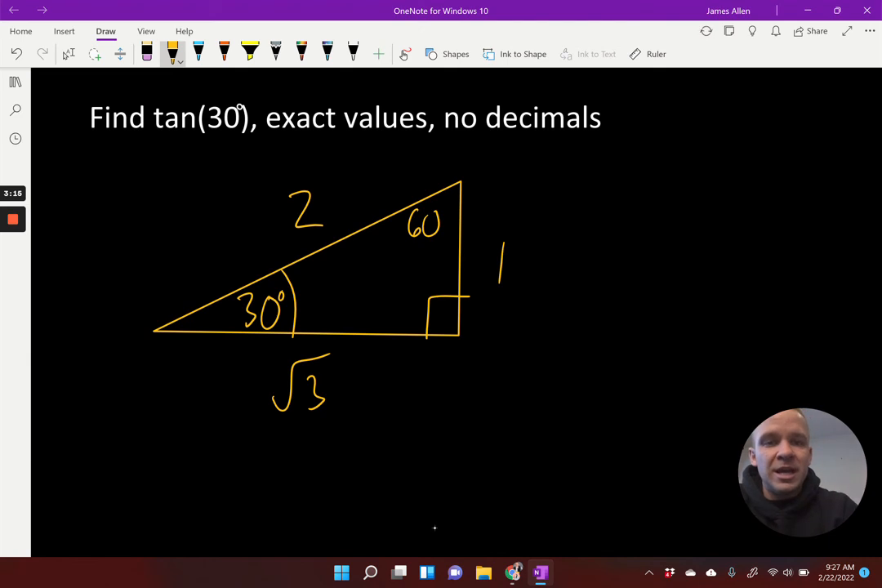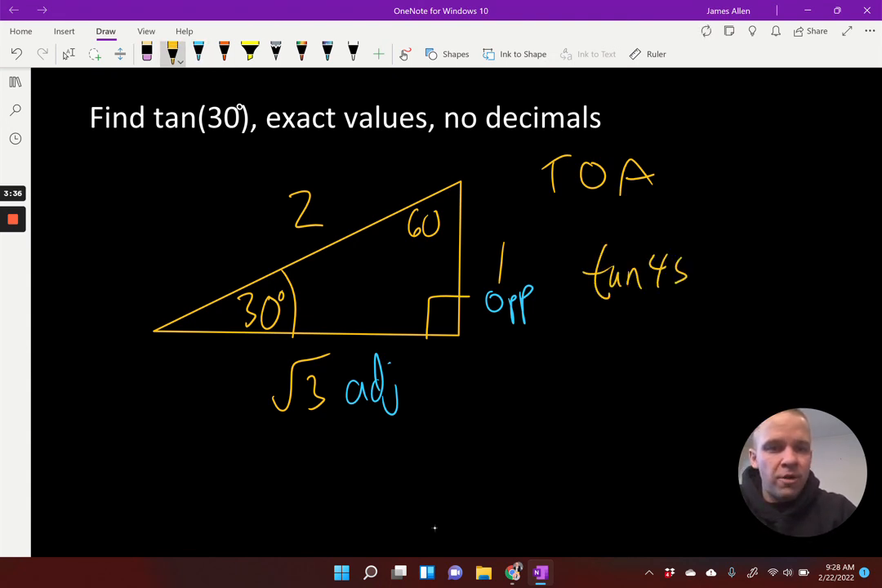Now, tangent is the last one, which would be our TOA, right? I don't know why I did a mix of capital and lowercase. All right. So tangent is opposite over adjacent. Now, my opposite side across from the 30 would be the 1. The adjacent side would be the root 3. So now let's go ahead and put this thing together. So tangent of 30 is equal to my opposite over my adjacent.